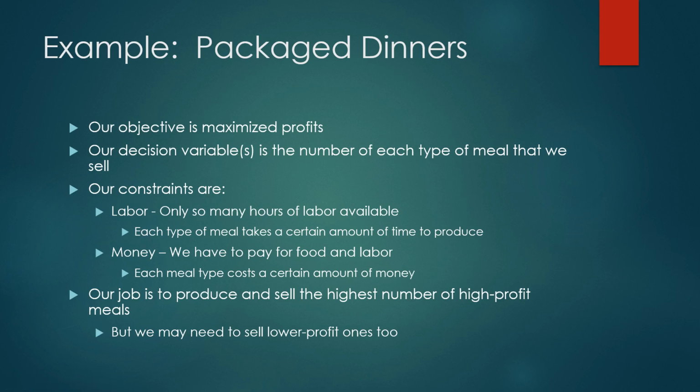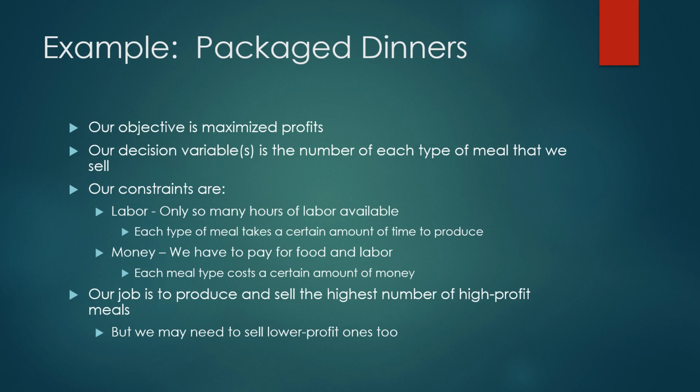So like I said, our objective is to maximize profit. Our decision variables are the number of each type of meal that we're going to sell. And then we have constraints. Our constraints are things like labor. We have only so many hours of labor available, and each type of meal takes a certain amount of time to produce. They're not all the same. Money: we have to pay for both our food and our labor, and each type of meal costs a certain amount. So one meal type may cost X dollars.